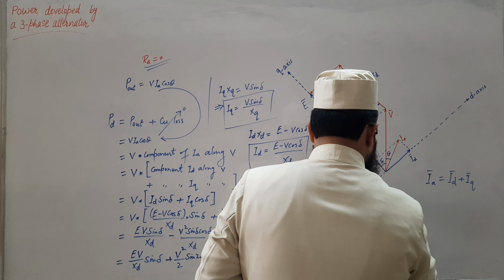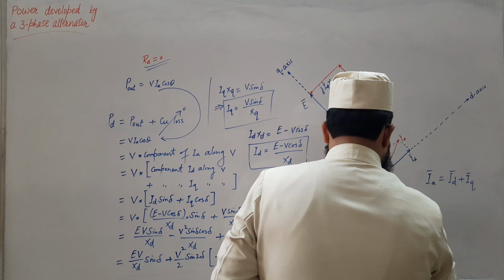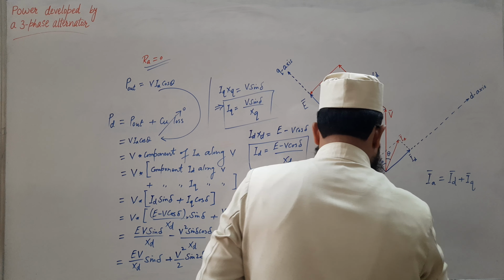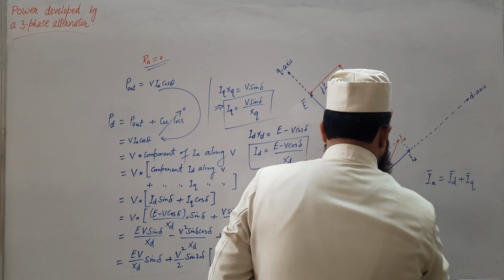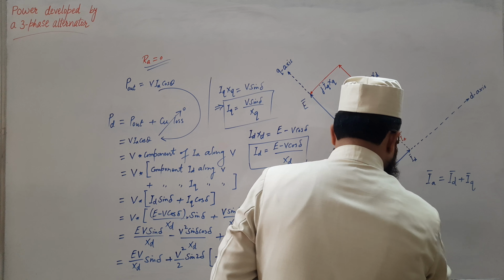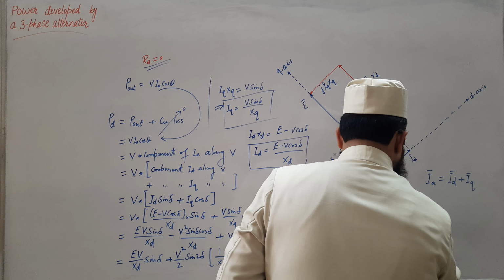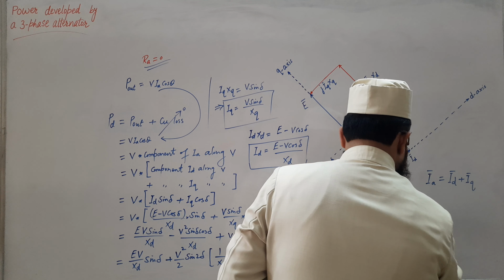Plus V square by 2, or right here, (Xd minus Xq) upon Xd Xq, sin 2 delta, where delta is the load angle, this delta angle between terminal voltage and induced EMF.